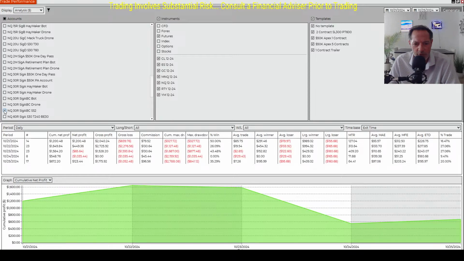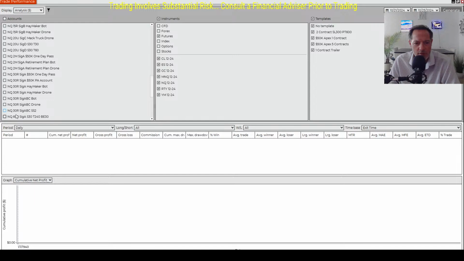Let's see, Smart Stop 2. So Smart Stop 2, it's hanging in there. It's up 670 for the week. It's had a couple of really good days, one bad day, but it's still holding 670. So that's a sample of how some of the strategies are doing.